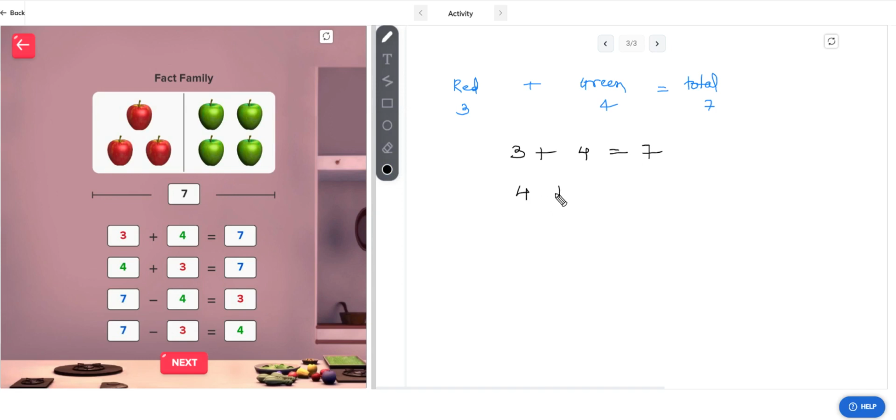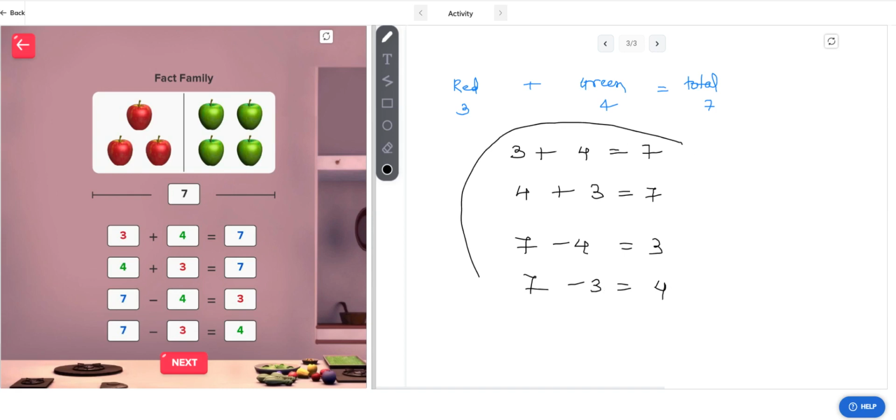4 plus 3 is also 7. Now, 7 minus 4 is 3. And if I do 7 minus 3, I get 4. So all of these are facts. These are 4 facts and they make a family. So this entire thing is now called a fact family, which is a collection of addition and subtraction facts using the same set of numbers. In this family, 3, 4 and 7 are its members.